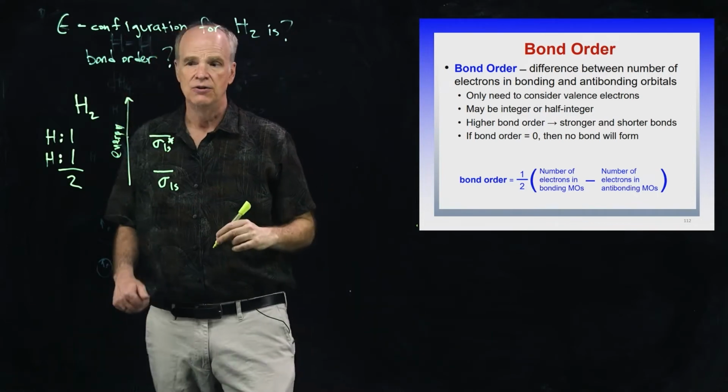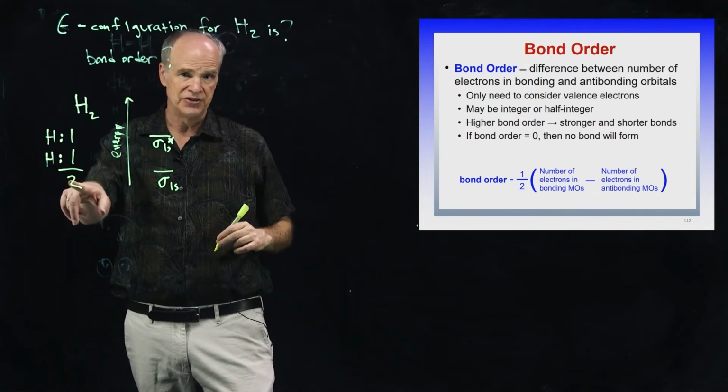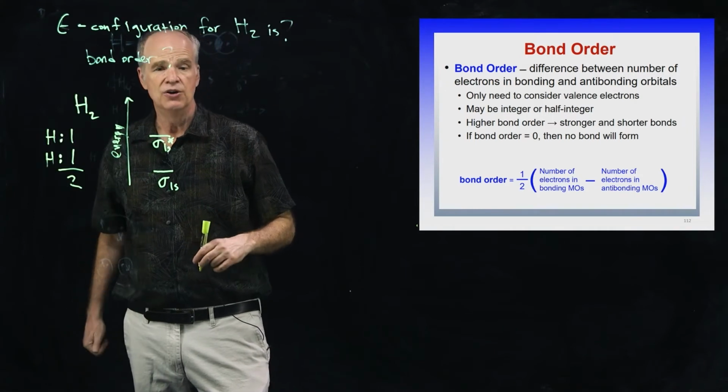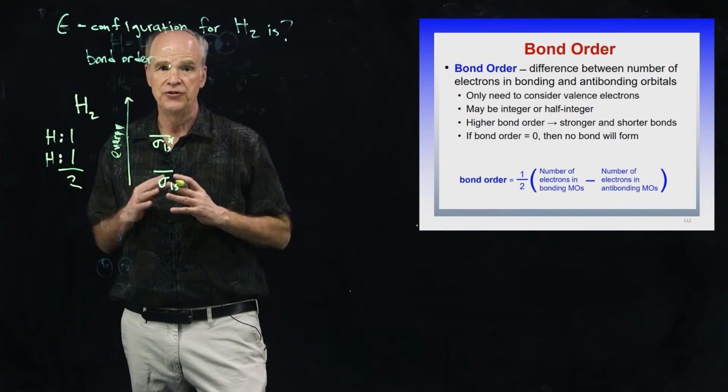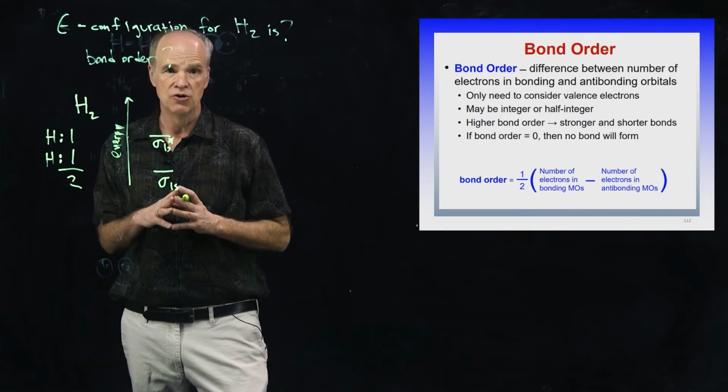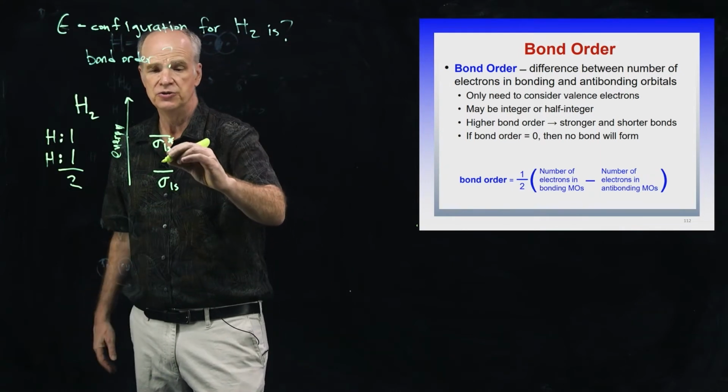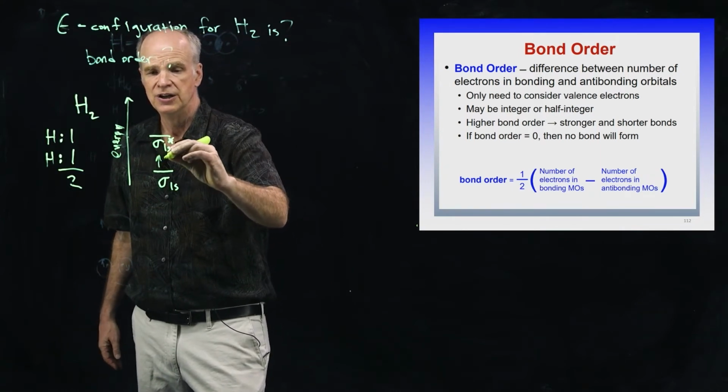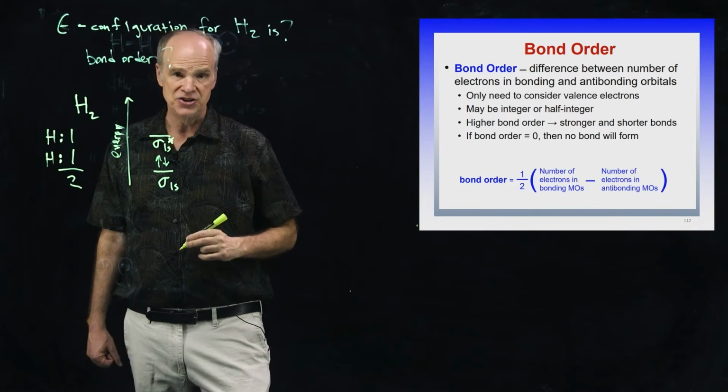Okay, now we have 2 valence electrons in hydrogen. Where do they go? So again, they will fill up the lowest energy orbital that's available to them, so they go to the sigma 1s orbital. So that's it for H2, hydrogen.